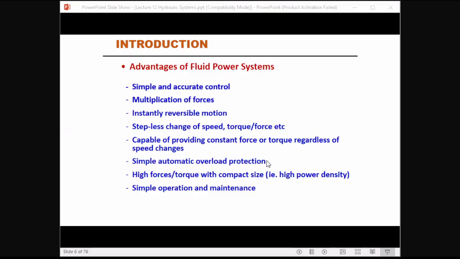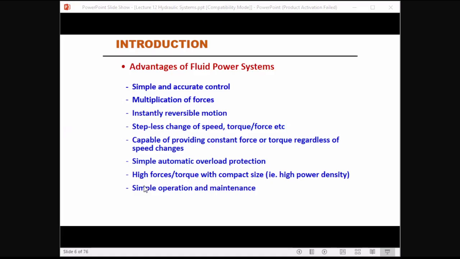Then a simple operation and maintenance. These systems are generally simple to operate, straightforward to operate and maintain. Then you can identify a lot of mechanical components in this system. Okay, then fluid system.